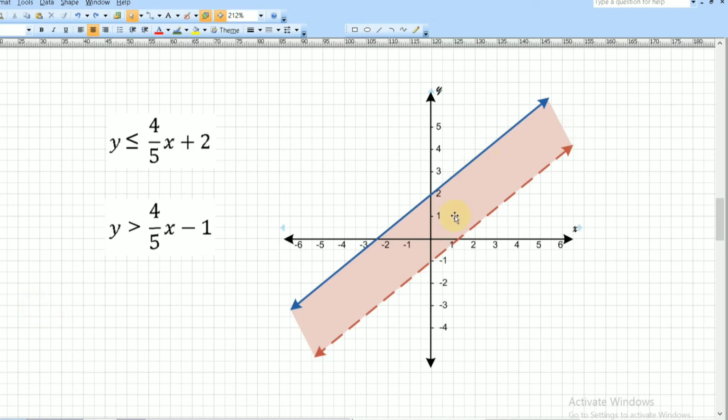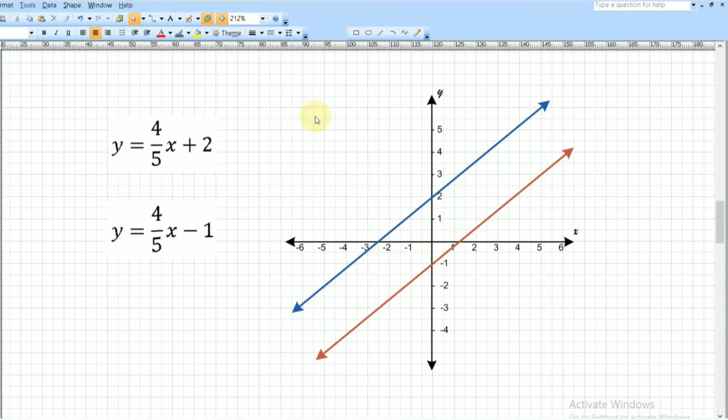So this will be the solution, and you have to shade it, and you have to keep in mind that it's not limited to this area only. It still extends in that direction and in that direction. So this is the solution of this inequality, since we have an intersection between the two areas of these two inequalities, compared to before, when we didn't have an intersection between the two areas.